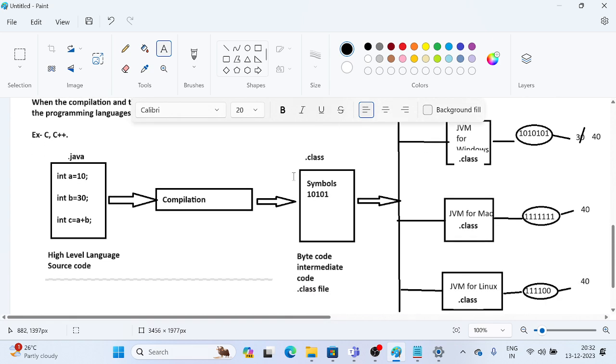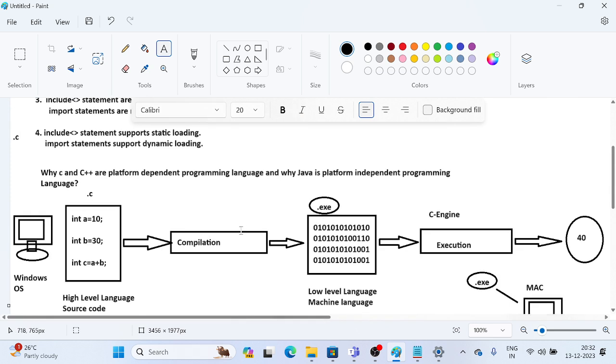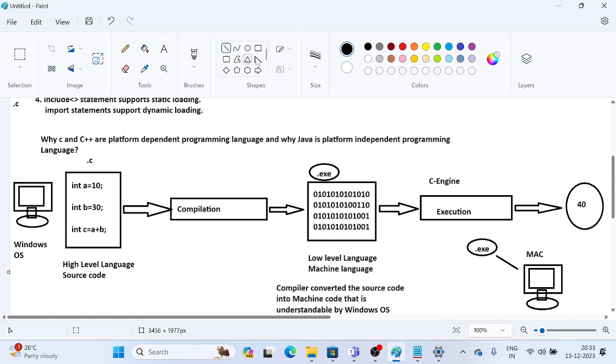So we can conclude that in Java, only because of this intermediate code concept, we are able to achieve platform independence. This .class file, or this intermediate code concept, is not there in C or C++ programming language. That's why C and C++ are not platform independent programming languages. Instead, we have to say they are platform dependent programming languages, because the .exe file can be used on the same platform. You cannot use this .exe file on a different platform, because if you try, you get an error.